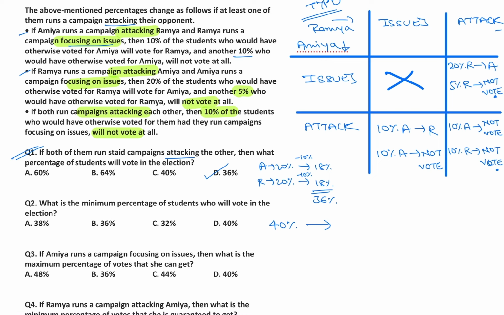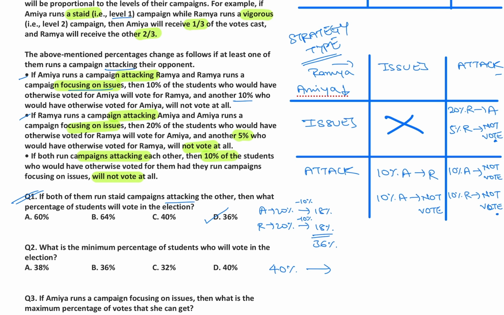If you look at the strategy type table here, let's look at when Amya is focusing on issues and Ramya is attacking. This piece of data: overall, 20% of R is getting redirected to A. So we are not really losing out voters here. Only 5% of R will not vote. This means that in this entire situation, I'll lose only 5% of the voters.